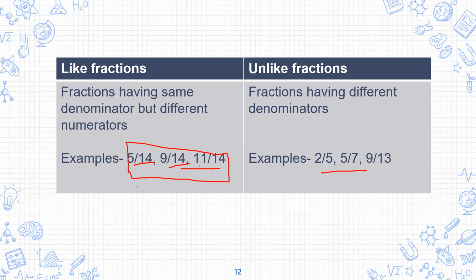I've not given any different numbers. This is a complete example, okay. Like fractions have different numbers, a complete series of more than 3 or 4 numbers, okay. So if the denominator is same, it is like. If the denominators are not same, it is unlike, okay.